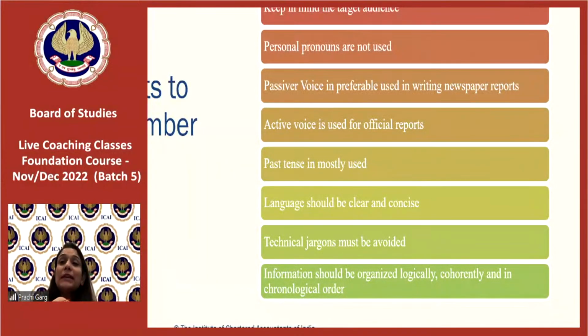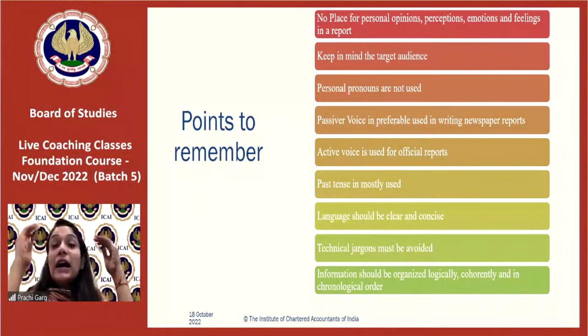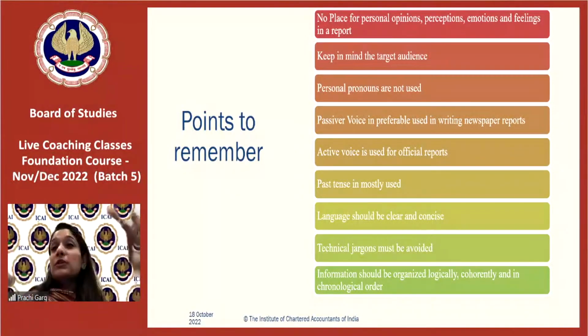Now, there's no place for personal opinions, perceptions, emotions, and feelings in reports, because you're basically reporting something that has happened. There is no need to add your personal opinion. If you want to write a personal opinion, a report is not the place for it. Your emotions, your feelings, nothing. A report is about what happened, how it happened, how it was done, and how it was organized. For example, if you're talking about an incident, how did this thing take place? This is what report writing is about.